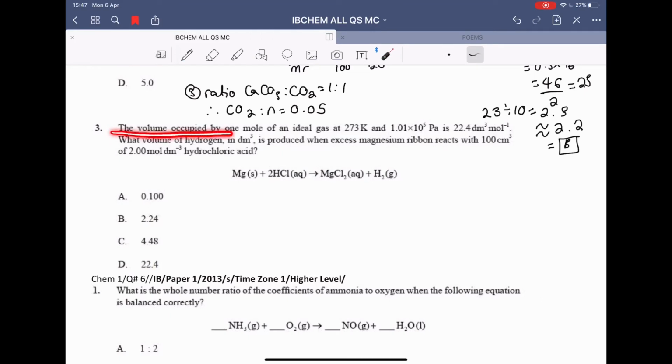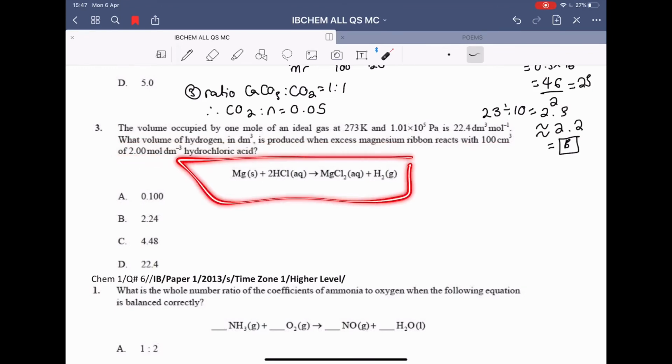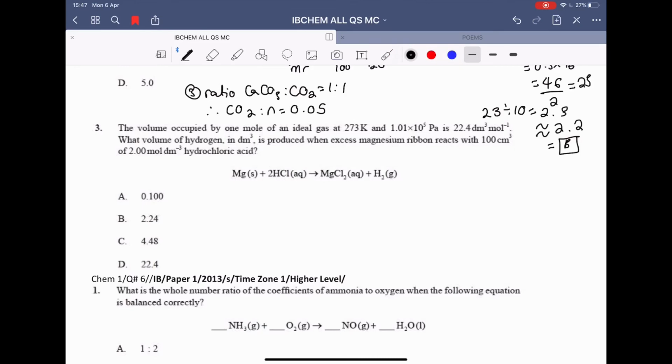The volume occupied by 1 mole of an ideal gas at 273 Kelvin at 1.01 times 10 to the power of 5 Pa, which is pressure, is 22.4 dm cubed mole minus 1. What is the volume of hydrogen in dm cubed produced when excess magnesium ribbon reacts with 100 centimeters cubed of 0.200 mole dm cubed of hydrochloric acid? That is an extremely long question to read. So they give you a formula.